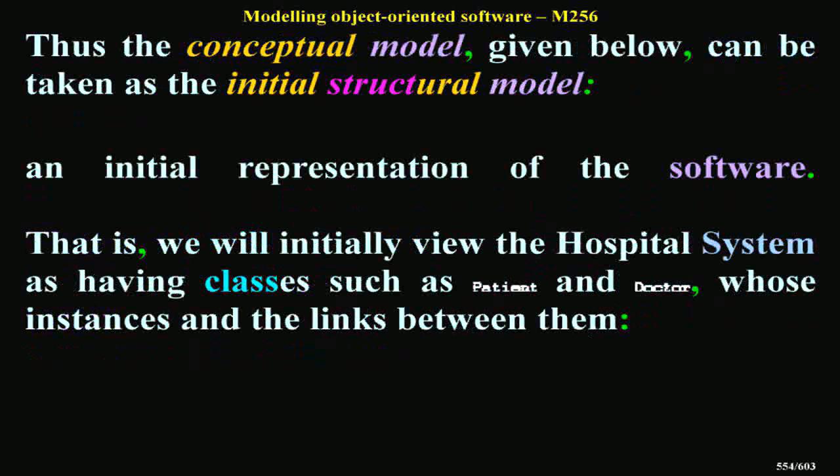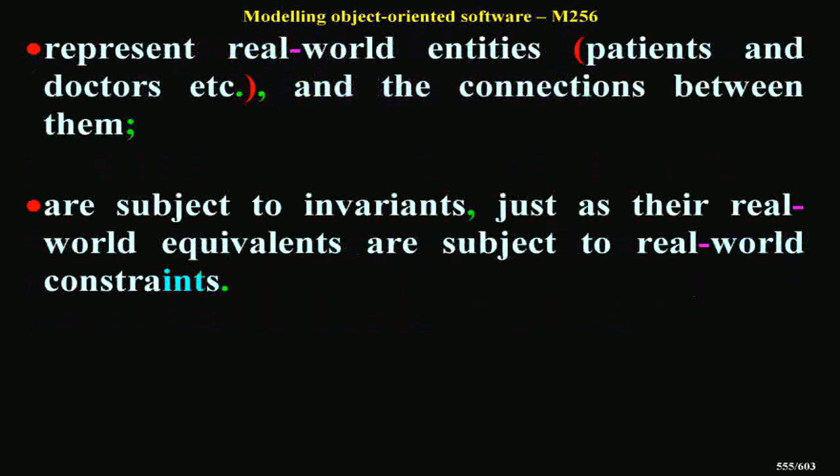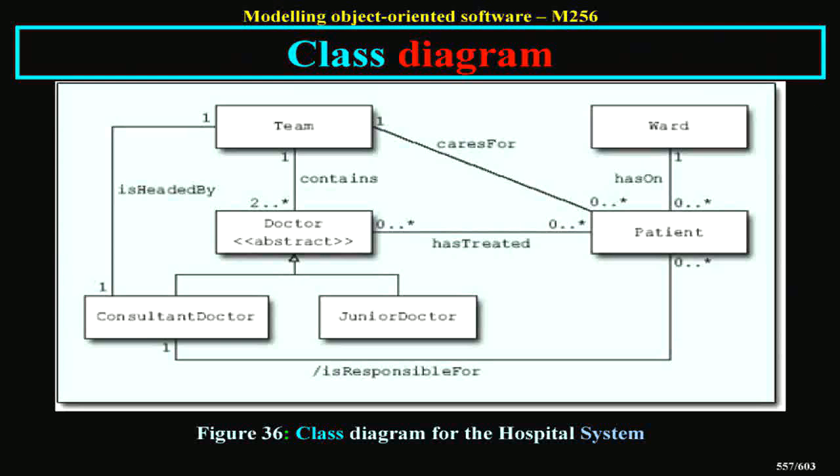That is, we will initially view the hospital system as having classes such as AND, whose instances and the links between them represent real-world entities, patients and doctors, etc., and the connections between them are subject to invariance, just as their real-world equivalents are subject to real-world constraints. Here is the complete model, which is also set out in section 4 of the PDF document below, under the heading Hospital System Initial Structural Model. Class Diagram. Figure 36, Class Diagram for the Hospital System.